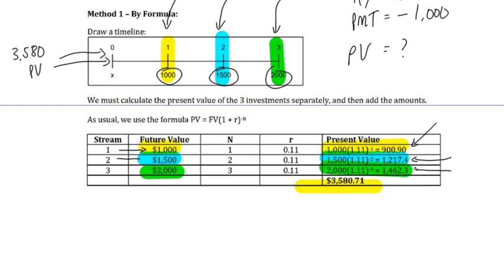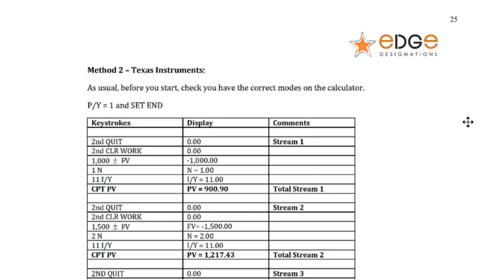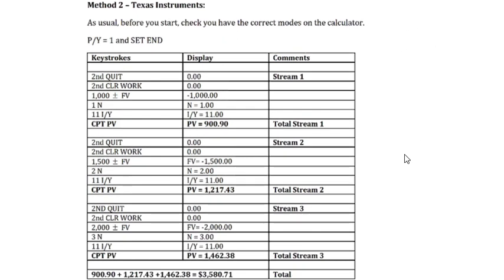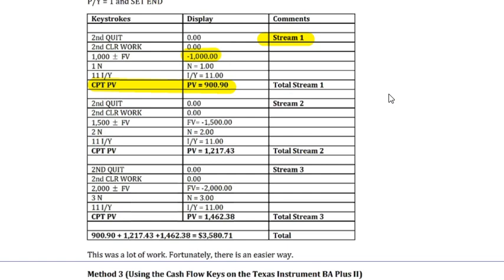But as you can see, that's very, very manual. Another way you can do it, you can see on top of page 25, is I can use my calculator to do exactly those calculations as well, but to do them separately. Cash flow stream number 1, so that $1,000, guys, its present value is $900.90. I could then go and calculate stream 2 of $1,500.